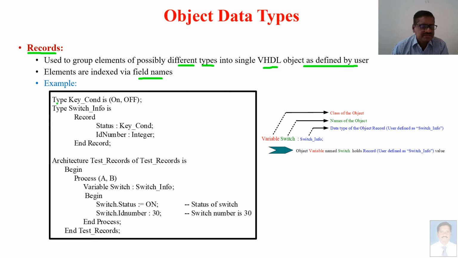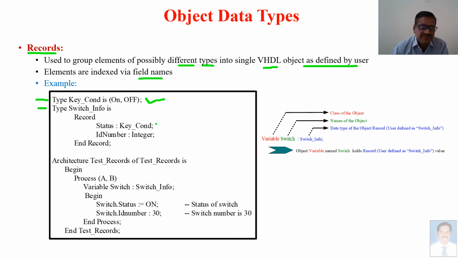Now here in this case we are using two declarations. Just try to understand. Type key condition is on and off. Here we are defining this under enumerated data types. But which switch and what is the condition of that switch, that can be defined under the records. Switch, this is type switch info is record, status key condition. Status means key condition, it may be on or off. ID number, it is integer. It means switch number indirectly, and it is defined under the integer category.